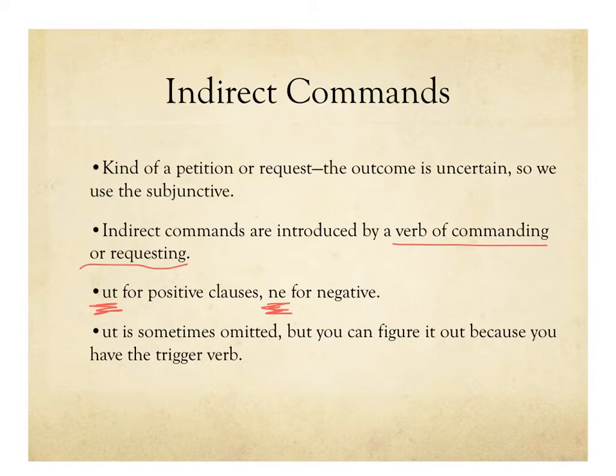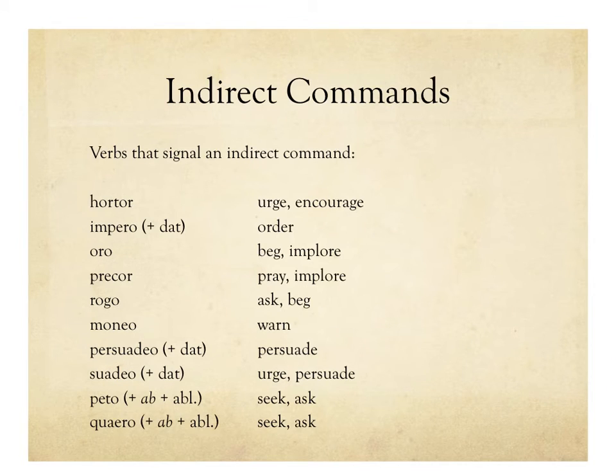Occasionally, ut is omitted. But this is really, again, not a cause for confusion, because you're going to have that verb as your main verb that means something like beg, request, ask, command, order, and that's going to tell you that you have an indirect command. So they tend to be pretty obvious. And let's look at some. So these are the most common verbs that trigger an indirect command. These verbs of commanding or ordering or requesting are in your book, so you can learn them if you don't already know all of them.